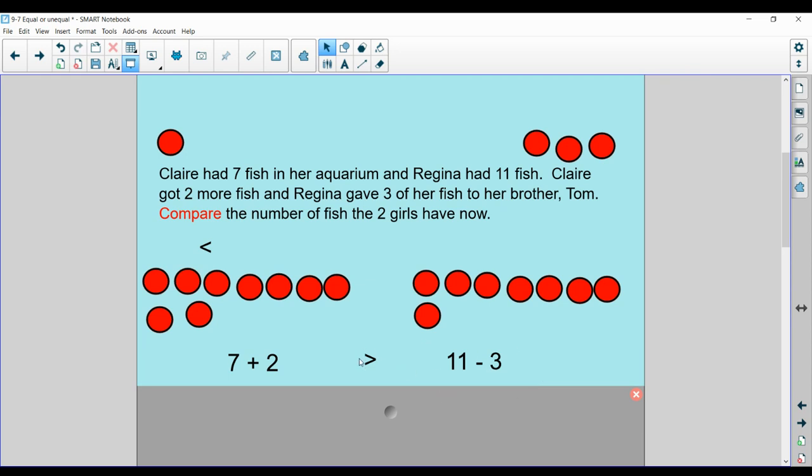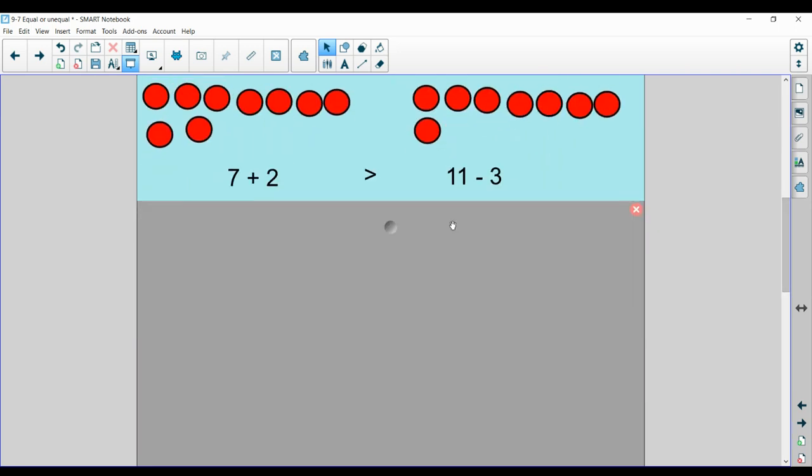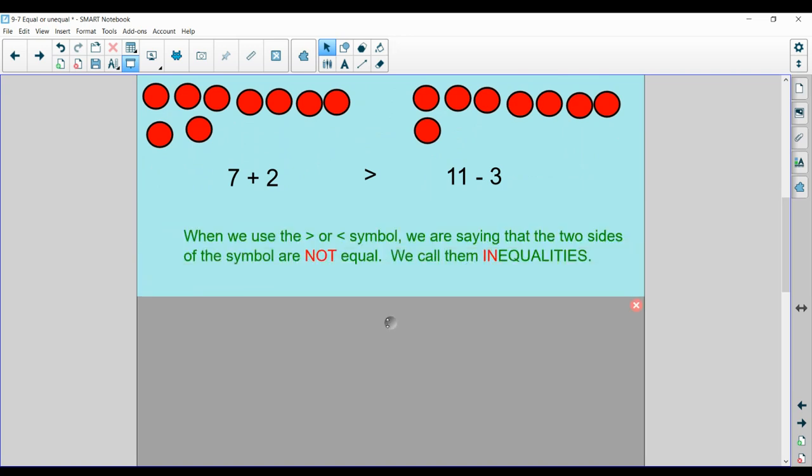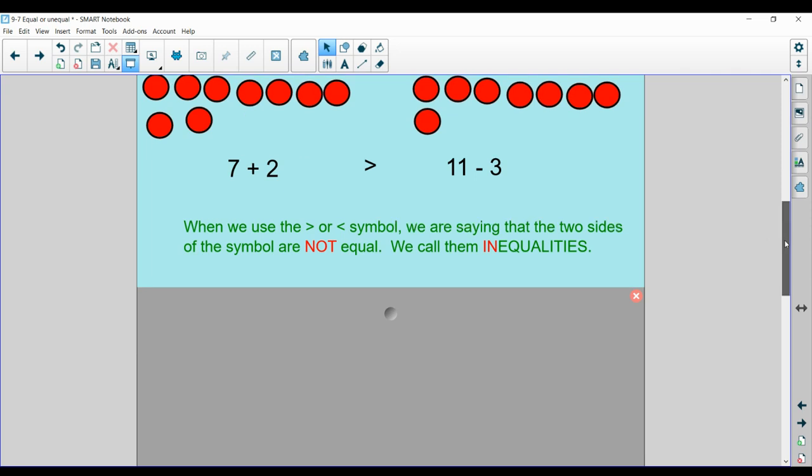This is what we call an inequality. I'll show you that down here. When we use that is greater than or is less than symbol, we are saying that the two sides of the symbol are not equal. They're not the same. This is not the same value as this. So we say they're not equal. We call them inequalities. In is that prefix and it means not. So that means not equal. If they were equal, we put the equal sign between them, but we don't do that with inequalities. That means they're not equal.